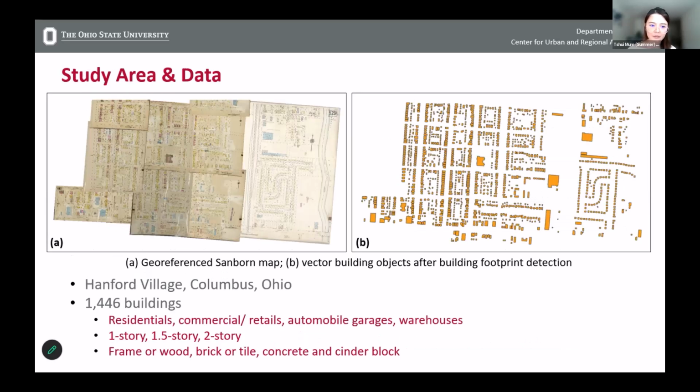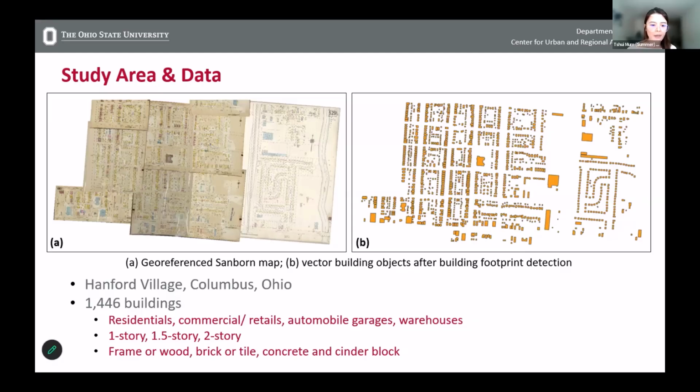So this is our study area and the data that we used in our study. We are focusing on Hanford Village in Columbus, Ohio. What we are seeing on the left is a georeferenced Sanborn map, and on the right are the building footprints that we detected from Sanborn maps. We had about 1,500 buildings in this study area.